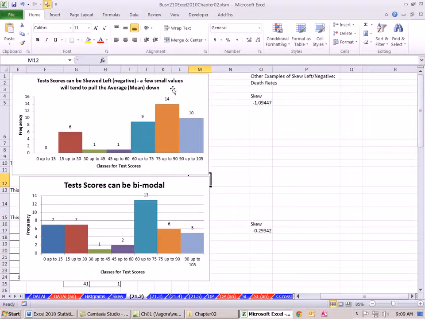Here we have skew to the left. Another example would be death rates, right? So if it said 0 to 15 years, 15 to 30, all the way up here, very few people will tend to be dying in the early years, whereas more people will be dying in the upper years, 60 to 70 or whatever it is. Let's go to the sheet.